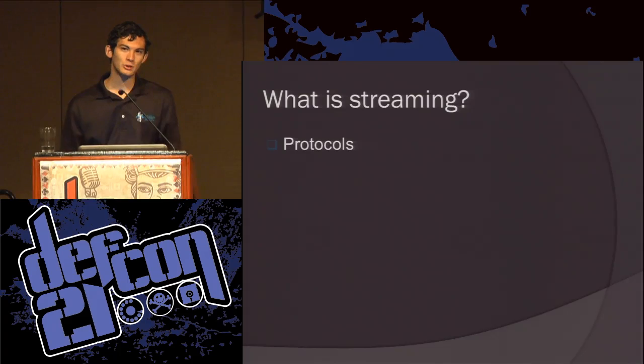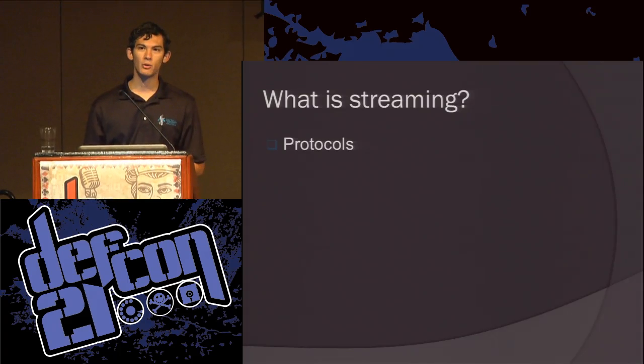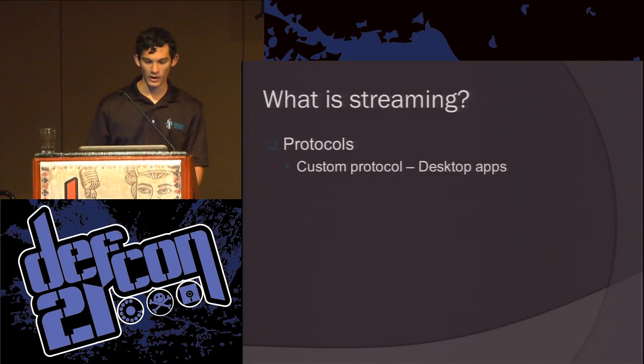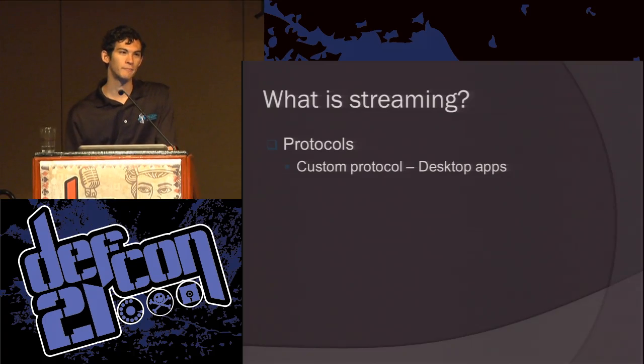So the protocols which I've seen, typically when you have some sort of desktop application like Spotify or Pandora One, they will use a custom TCP protocol. And this makes it incredibly difficult to reassemble because A, it's either not documented, or B, it's proprietary and you don't know how it works. So this is probably going to stop you dead in your tracks.